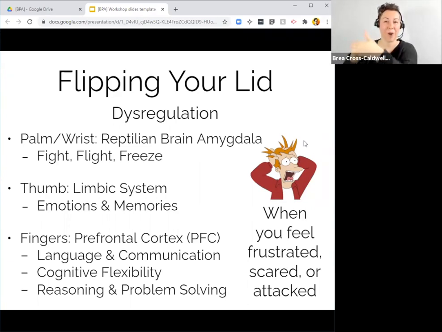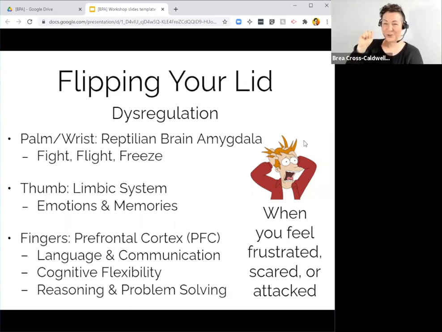This whole top part of the brain is the cortex. This is the higher level thinking that we can do as humans. And this is physically right here in the front of our brains. This is where language and communication happens, cognitive flexibility, reasoning, problem solving, creativity, empathy, being able to see something from another person's perspective happens in the prefrontal cortex, okay? So we have these three parts of our brain. This is called triune brain theory.